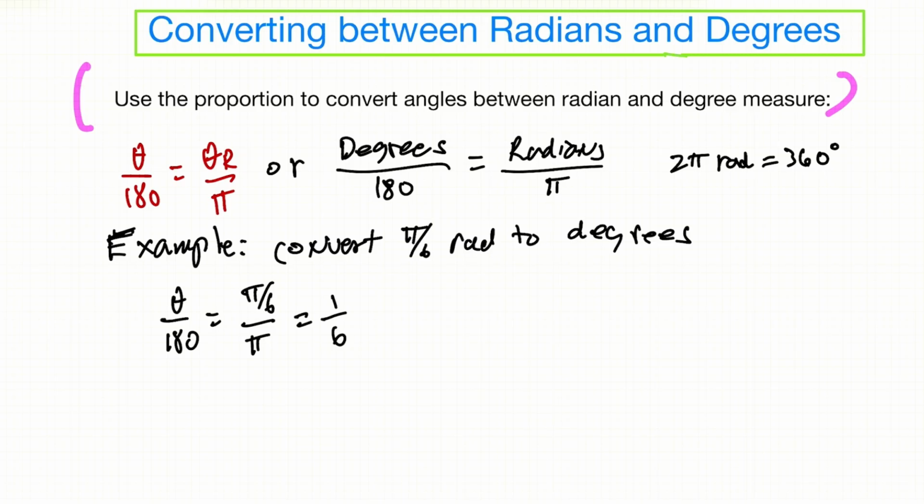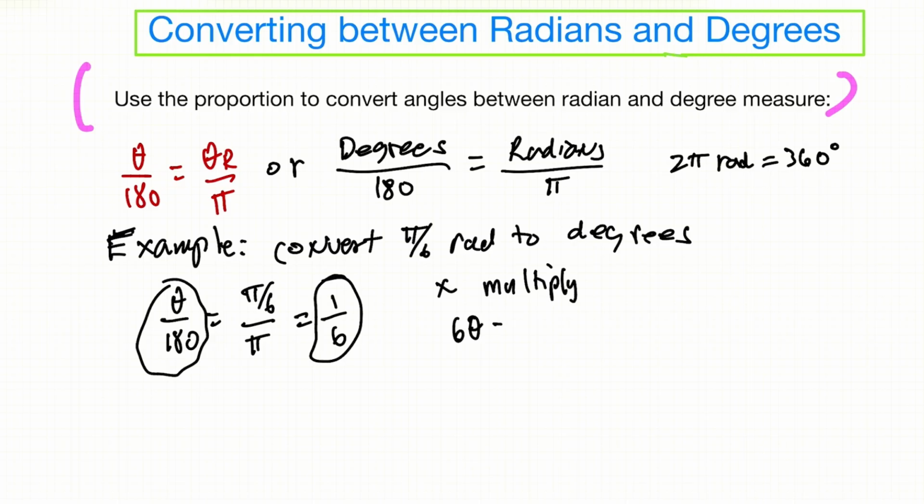So now we've got these two ratios right here, and what we can do is cross multiply. So we're going to get 6 theta is equal to 180. Now we can divide both sides by 6, and so we're going to get theta is equal to 180 divided by 6, which is equal to 30 degrees.